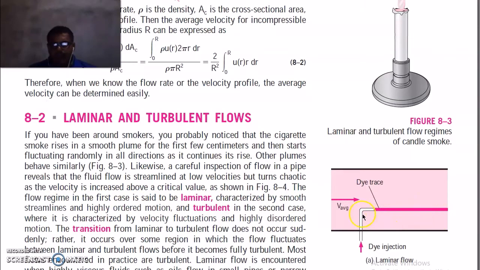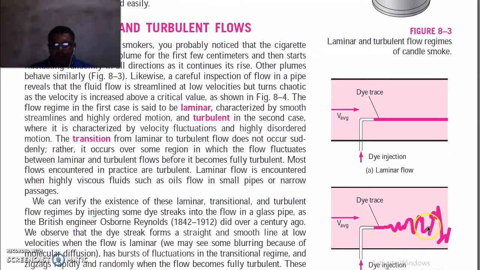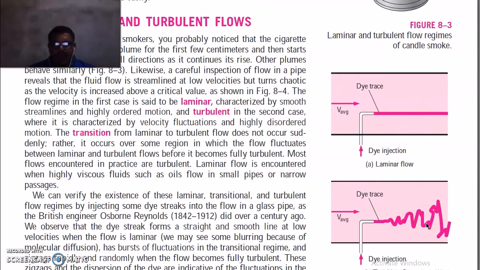So this is your laminar flow. If you insert a dye, it will follow a streamlined path. And if it follows this zigzag motion, a chaotic path, this is called turbulent. The transition from laminar to turbulent flow does not occur suddenly. Rather, it occurs over some region in which the flow fluctuates. So the flow between laminar and turbulent is called the transition region.